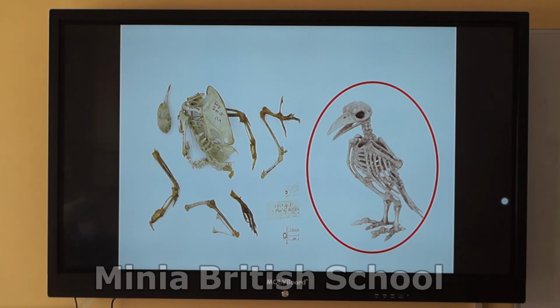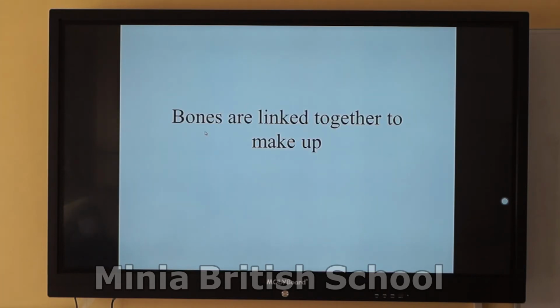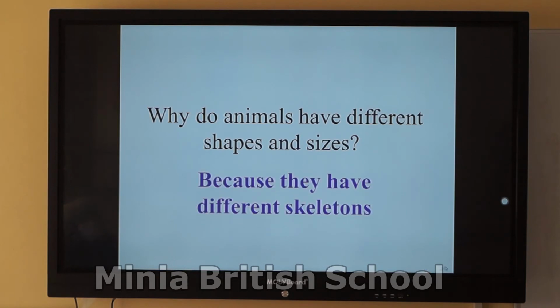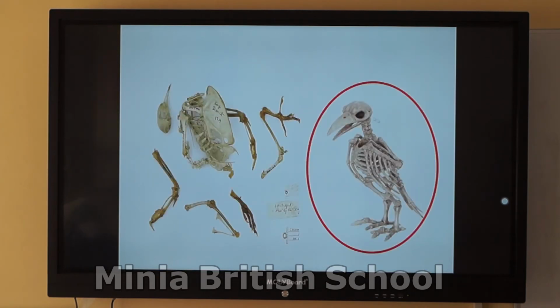Again, that shape is called skeleton. Okay. Now, read with me. Bones are linked together. They are not separated. Bones are linked together to make up what? As we said, skeleton. To make up skeleton. So, bones are linked together to make up that skeleton, as you see. Okay?